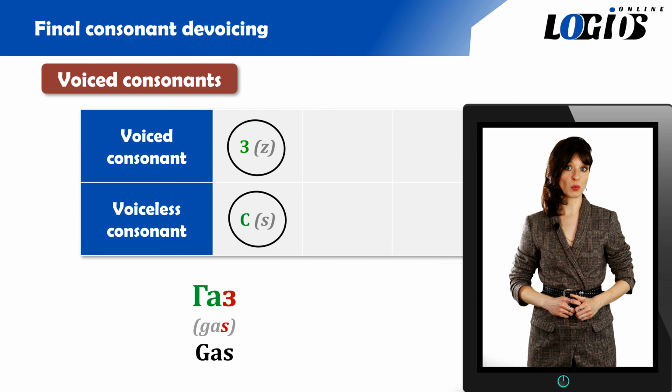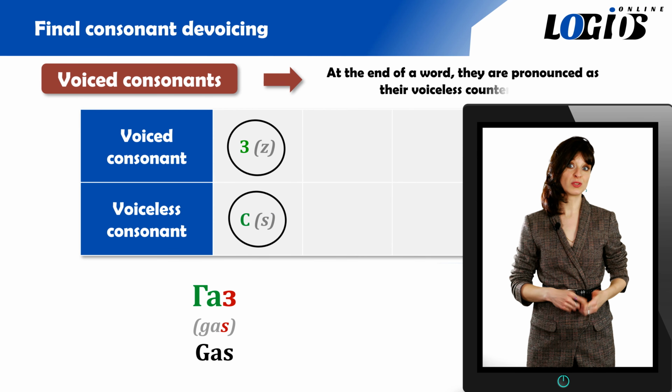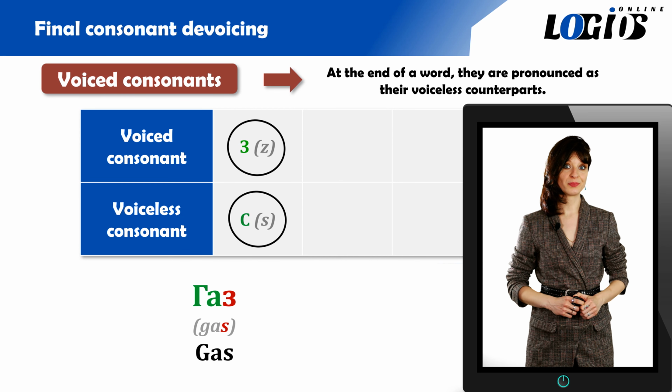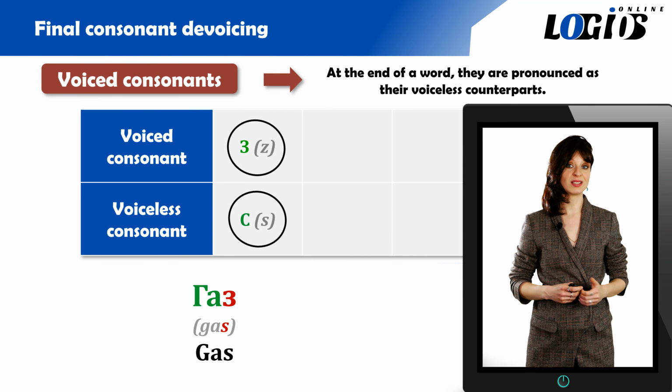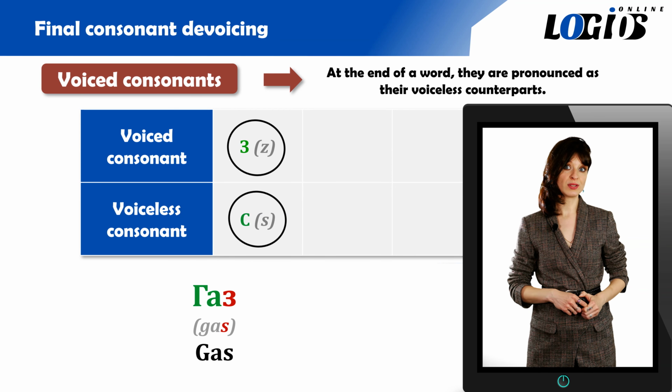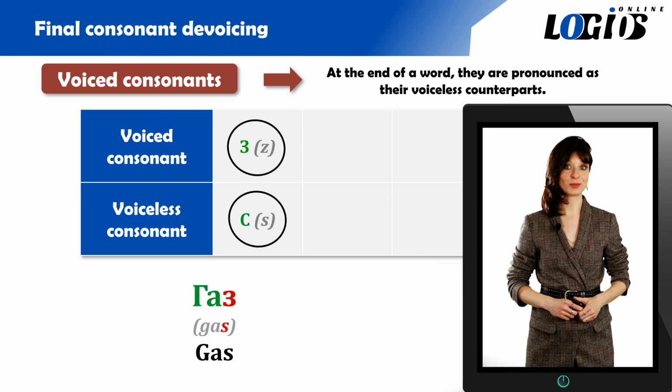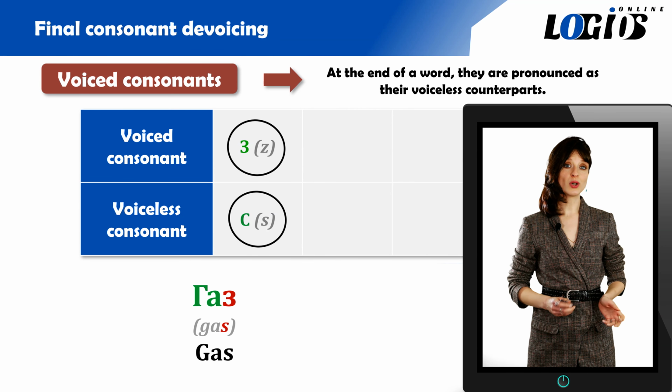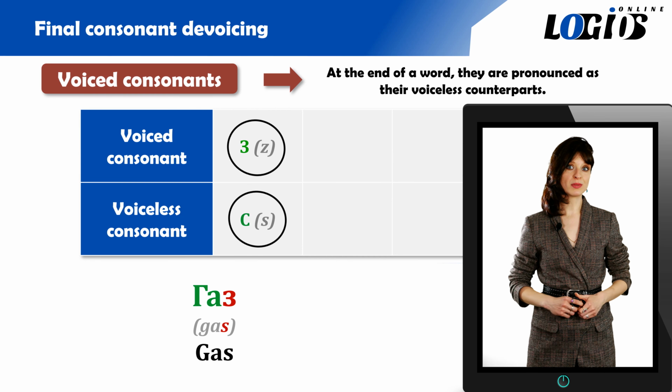And at the end of a word, a voiced consonant becomes voiceless. You have to pronounce it like its voiceless counterpart. So the voiced consonant Z will be pronounced S if it's the last letter of a word. Gas. There are 6 pairs of voiced, unvoiced consonants in Russian. We will learn them as we progress in our lessons. But don't worry about this pronunciation rule too much. People won't have any problems understanding you if you say Z instead of S.